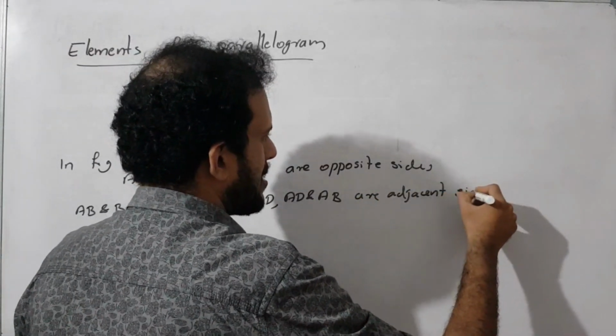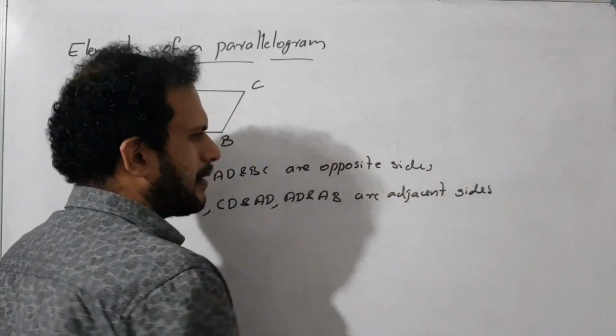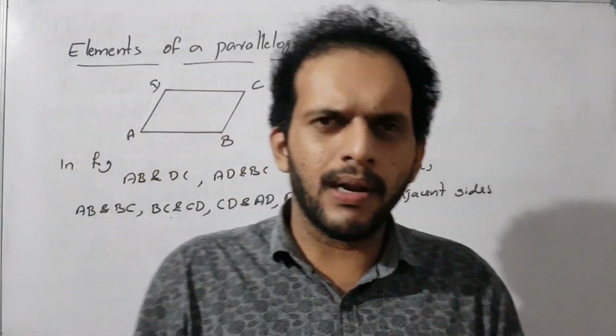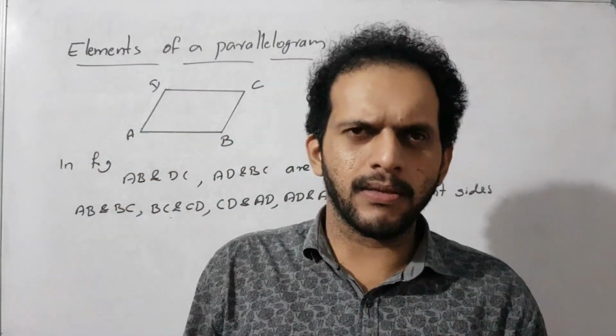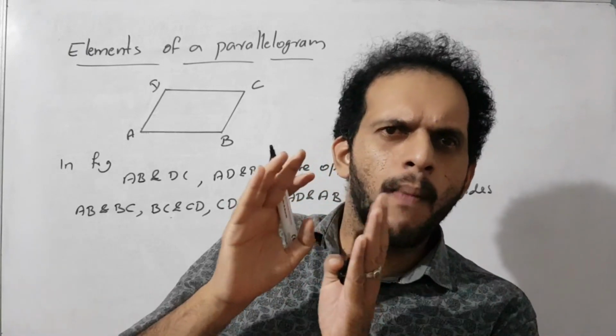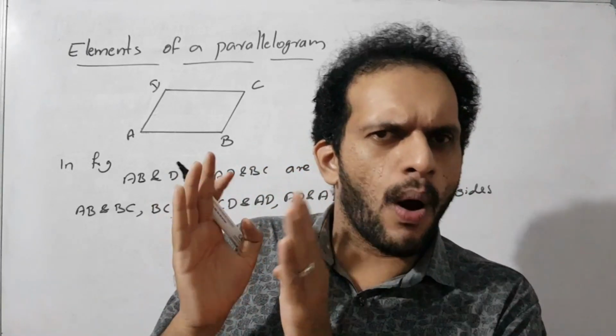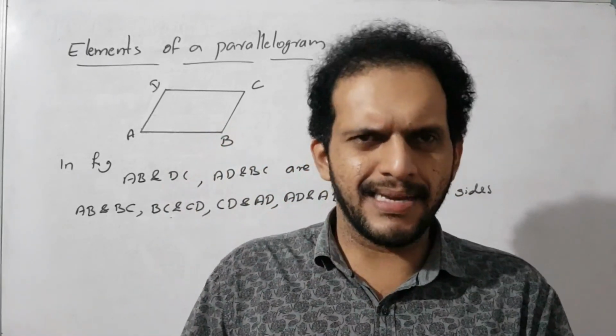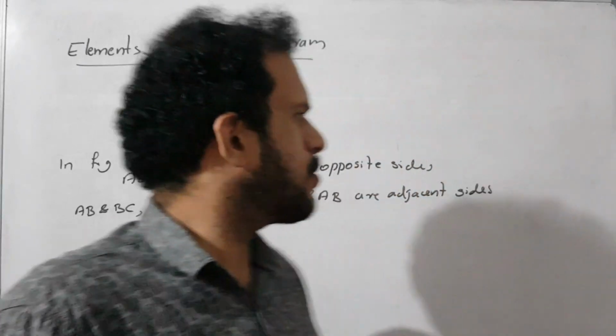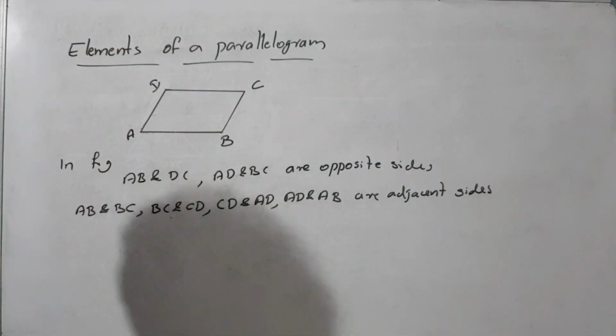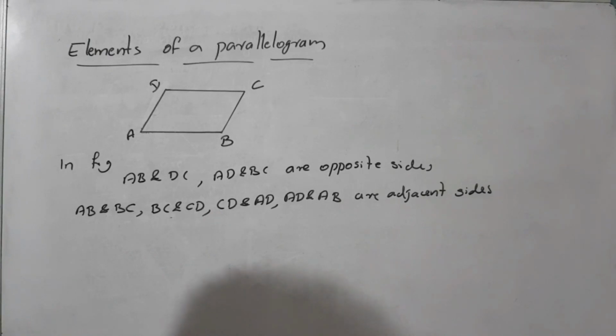Adjacent sides. What do you mean by adjacent sides? In a polygon or in a quadrilateral, in all cases, a pair of sides that have a common vertex is called adjacent. Clear? So these two are adjacent. These all are adjacent sides.